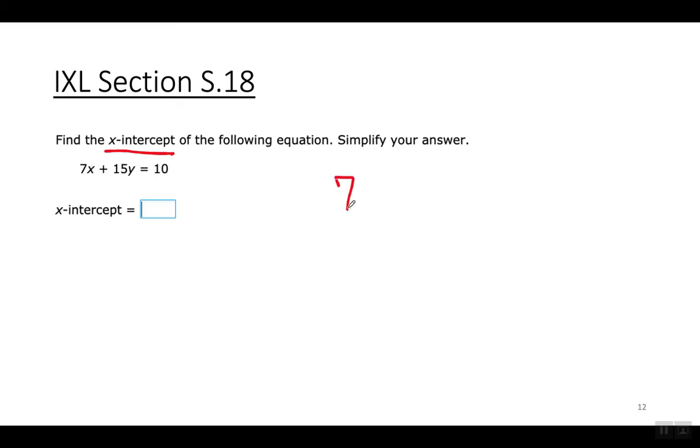Okay, here I got to find the x-intercept, so I got to make y equal to 0. It's always the other letter. If I'm looking for the x-intercept, I make y equal to 0. And if I'm looking for the y-intercept, I make x equal to 0.